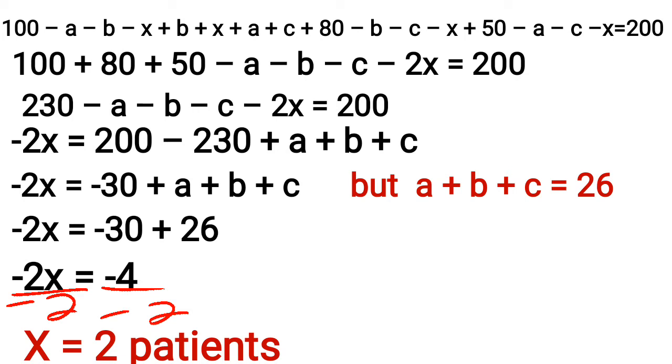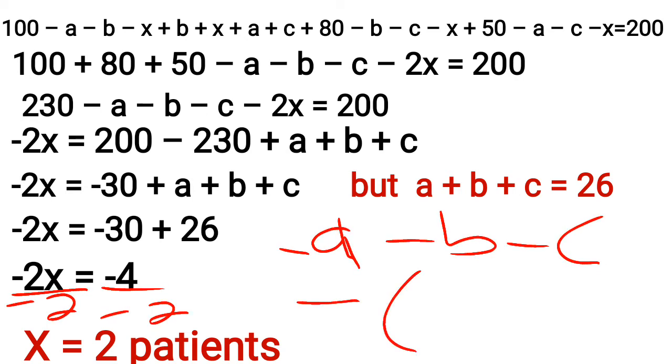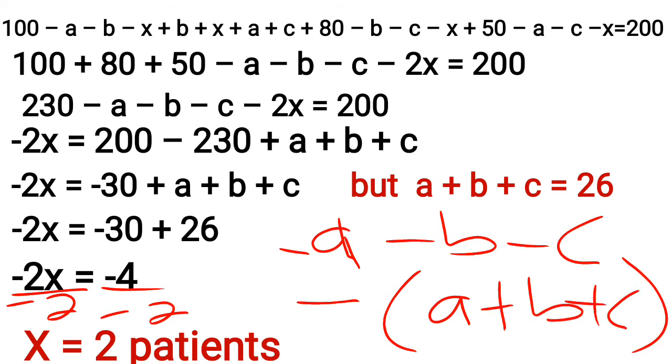The only thing is, make sure wherever you see A plus B plus C, you change it to 26. Not A minus B minus C, no. So if you see something like minus A minus B minus C, you don't just change this to 26, but then you make it minus A plus B plus C, because the negative will affect everything.